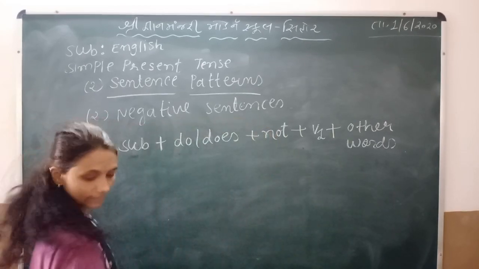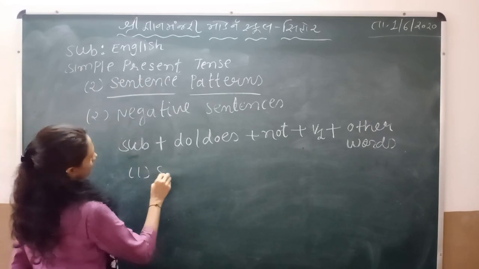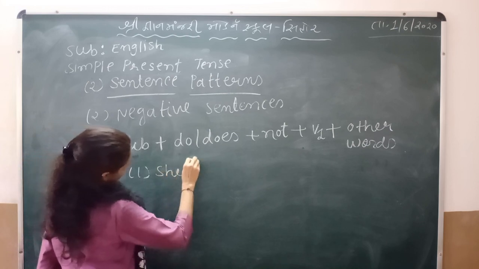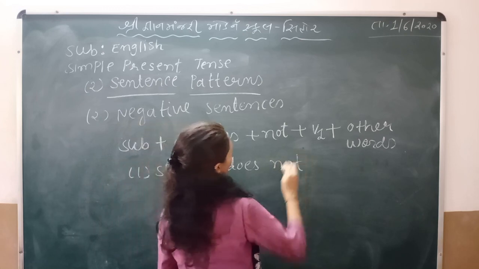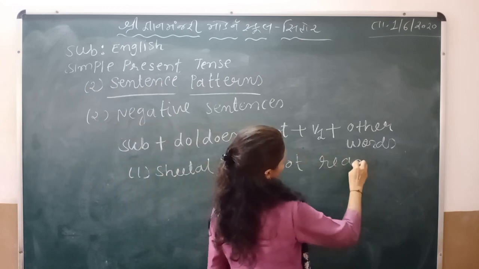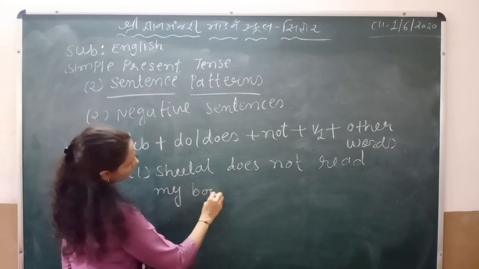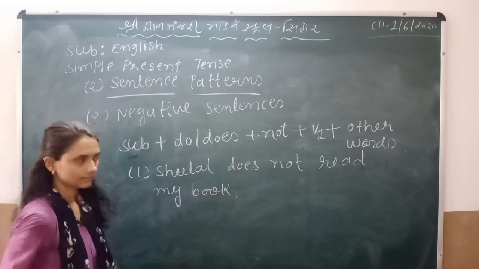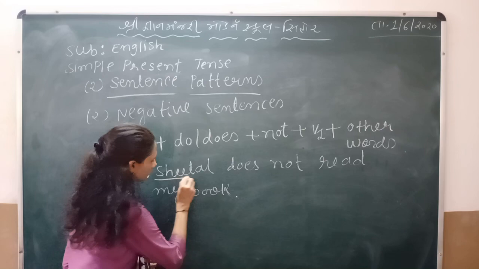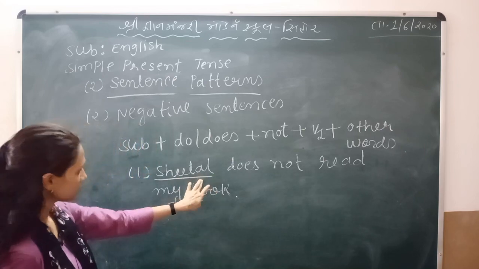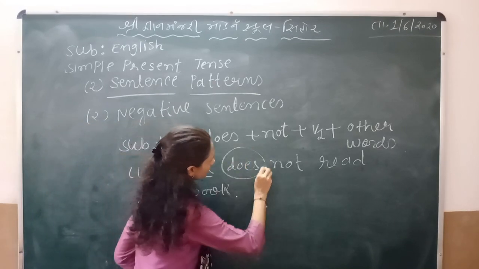Okay, so let's do the examples of negative sentence. The first one is, Sheetal does not read my book. You can see here, Sheetal is the name of a girl. So Sheetal is a third person singular, so we have taken does here.